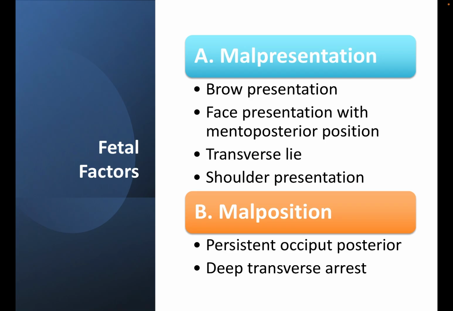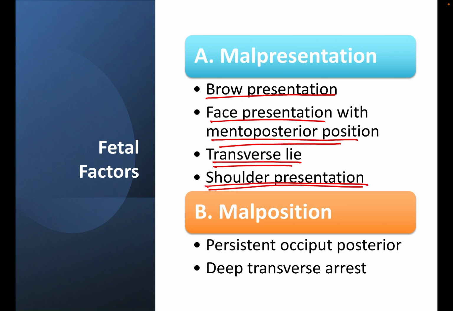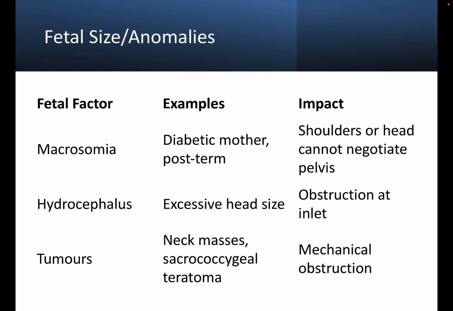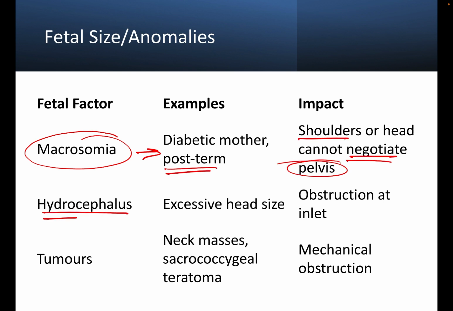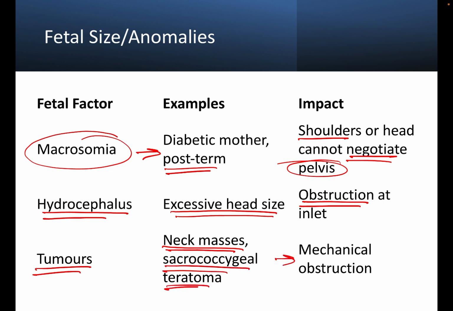Fetal factors like malpresentation due to brow presentation, face presentation with mento posterior position, transverse lie or shoulder presentation. Then malposition like persistent occipito posterior or deep transverse arrest. Coming to the fetal size or anomalies, macrosomia, which is usually common in diabetic mother or postterm, here the shoulders or the head cannot negotiate with the pelvic outlet. Then hydrocephalus, where due to excessive head size, this will result in obstruction at the level of inlet. And tumors like neck masses or sacrococcygeal teratoma will result in mechanical obstruction.